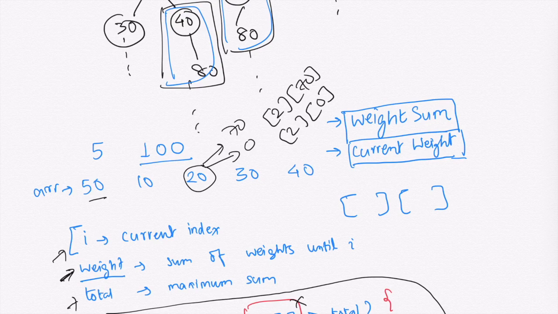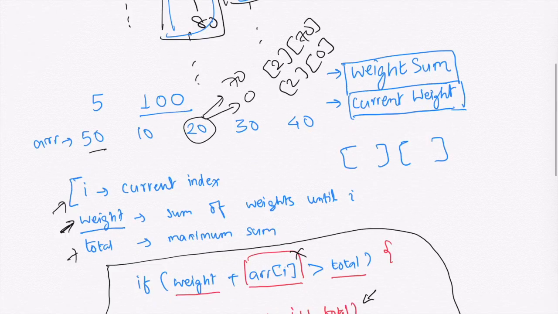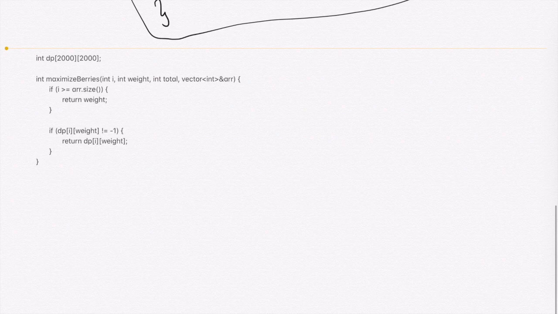In similar ways, different indexes can have combinations of different sums, which is where we are saying that if for an ith index and the sum of weight that we have achieved until now, if we have already calculated that subproblem, we don't really need to calculate it further and we simply return.